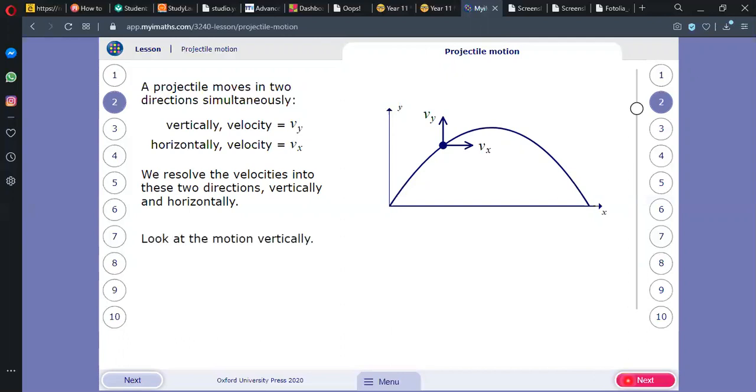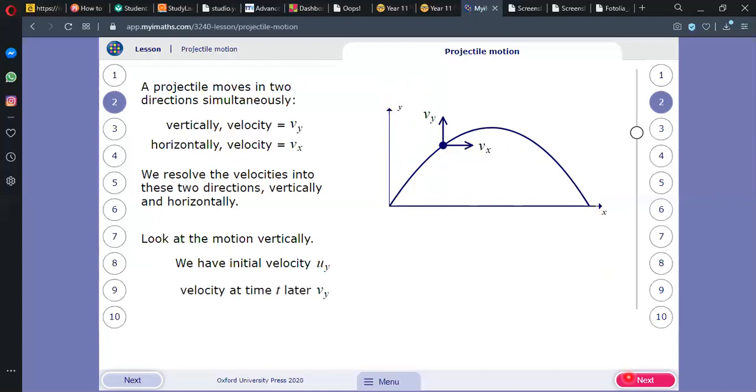Look at the motion vertically. We have initial velocity. Vertically, guys, don't forget. Initial velocity means uy. That is the initial velocity in the vertical direction. That's why you have y with it right here, to differentiate between vertical and horizontal direction. Of course, you know that vertical is your y-axis here and horizontal is your x-axis here.